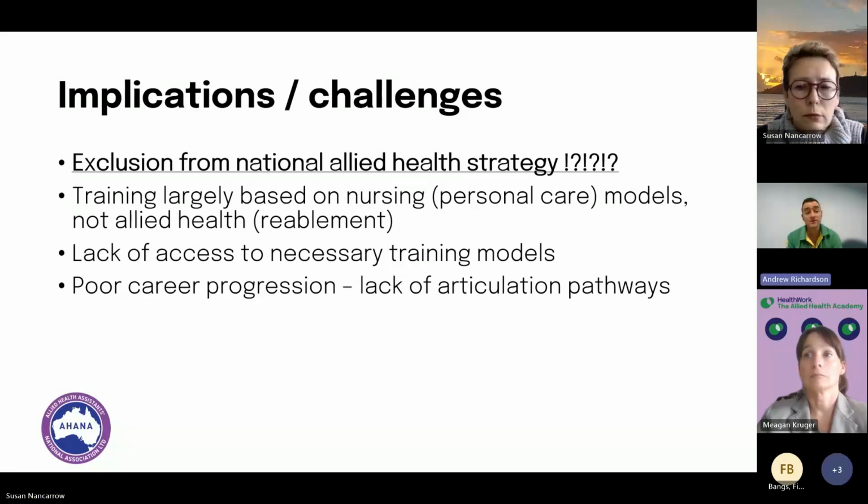One of the big ones, we've recently been excluded by the National Allied Health Strategy. We're not going to be included in the initial framework, although we have been given some assurances that themes of allied health assistance and the effectiveness on the overall workforce will occur throughout. Training is largely based on the nursing personal care models and not specifically allied health and reablement.